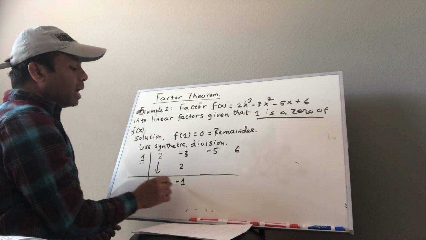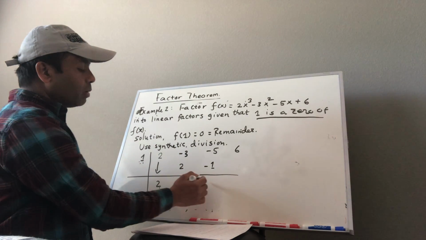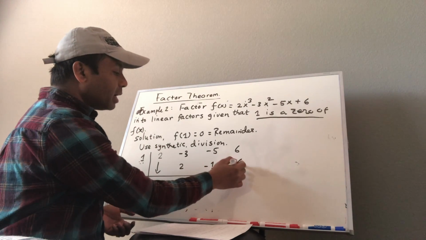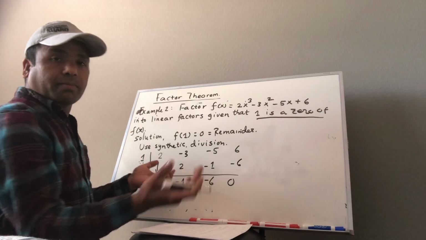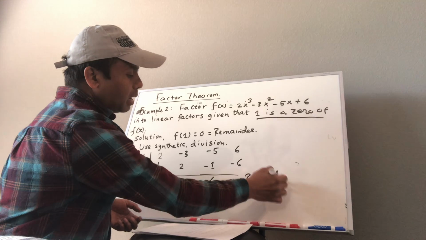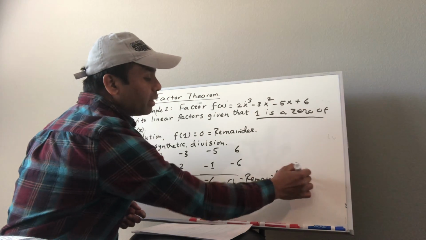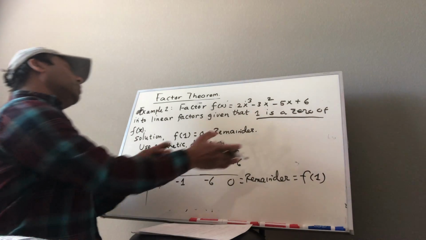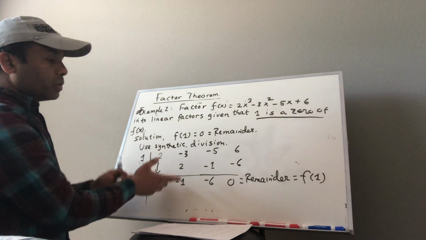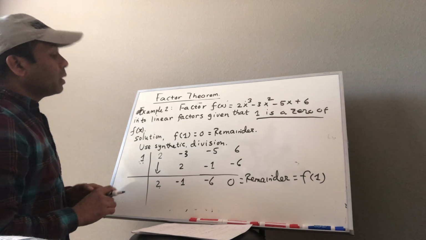Right? You multiply 1 with negative 1. This is negative 1. And negative 5 and negative 1, you combine, you'll get negative 6. And 1 times negative 6 is going to be negative 6, right? So you see 6 minus 6, which is 0. This is your remainder. And you remember the remainder theorem. So this is exactly f of 1, right? Because when the polynomial is divided by x minus 1, the remainder will be f of 1. So this is 0. The remainder is 0.